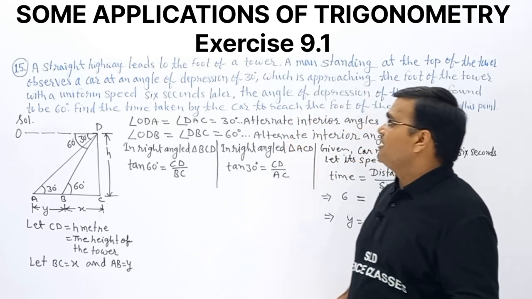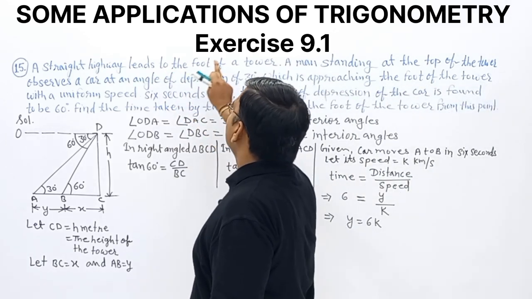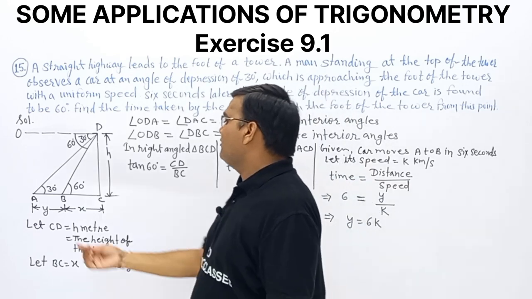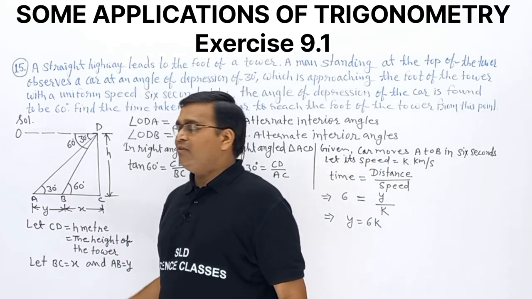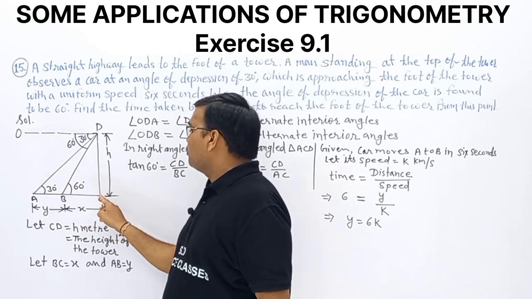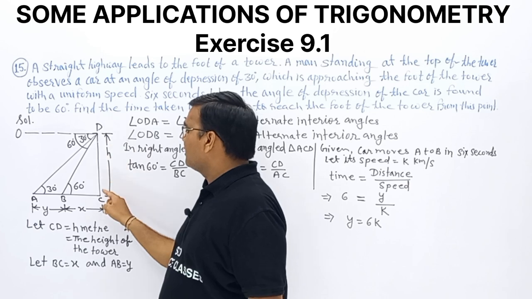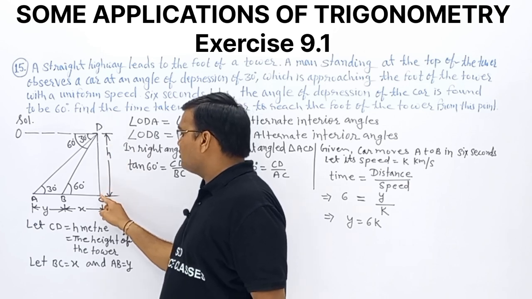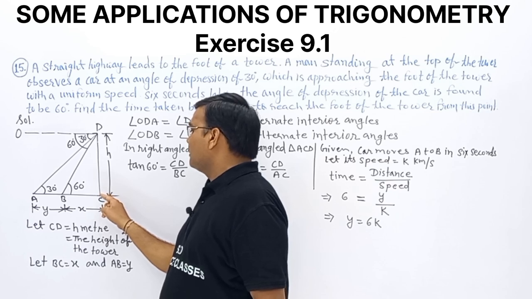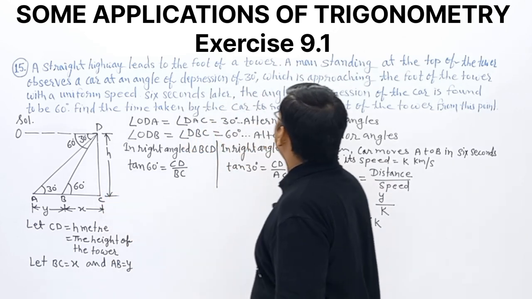So observe carefully. A straight highway leads to the foot of a tower. We are having one straight highway, and this straight highway leads to the foot of a tower. This is the tower CD, and the foot of this tower is this one. So this straight highway is leading towards the foot of a tower. Clear? It is given in the question.